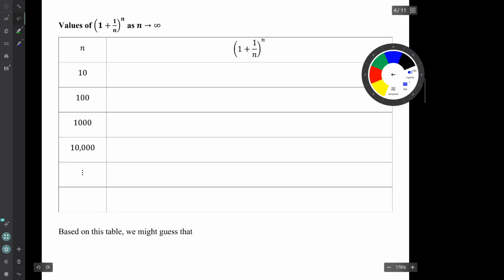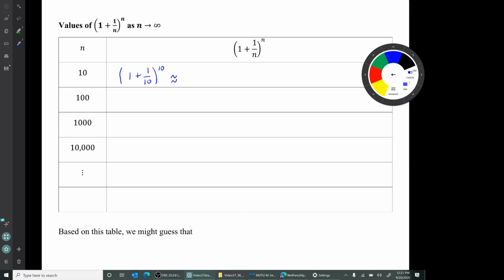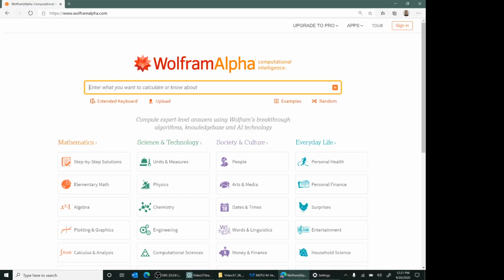So we'll make a table of values. For these values of n, notice those are getting more and more positive without bound. We'll compute values of this. So when n equals 10, this expression becomes the following. Now, how do we compute something like that? Well, let's get a calculator up. Let's go to the website called Wolfram Alpha, and let's type in that expression.